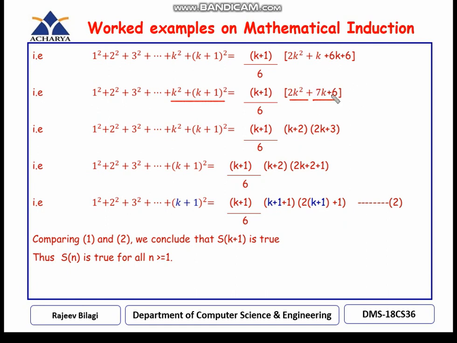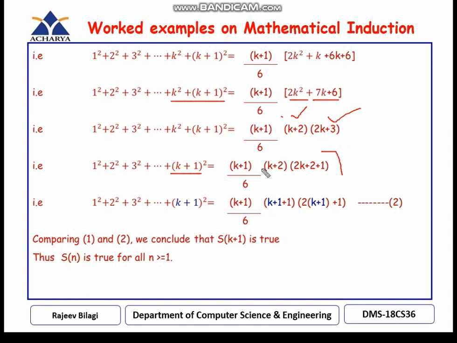If you factorize this, that is something like 6 into 2, 12. So 2k square plus 4k plus 3k plus 6. So with this, if you factorize this, you are going to get k plus 2 and 2k plus 3 with this. So I can write now 1 square plus 2 square plus 3 square up to k plus 1 whole square equal to this. What I am going to write.